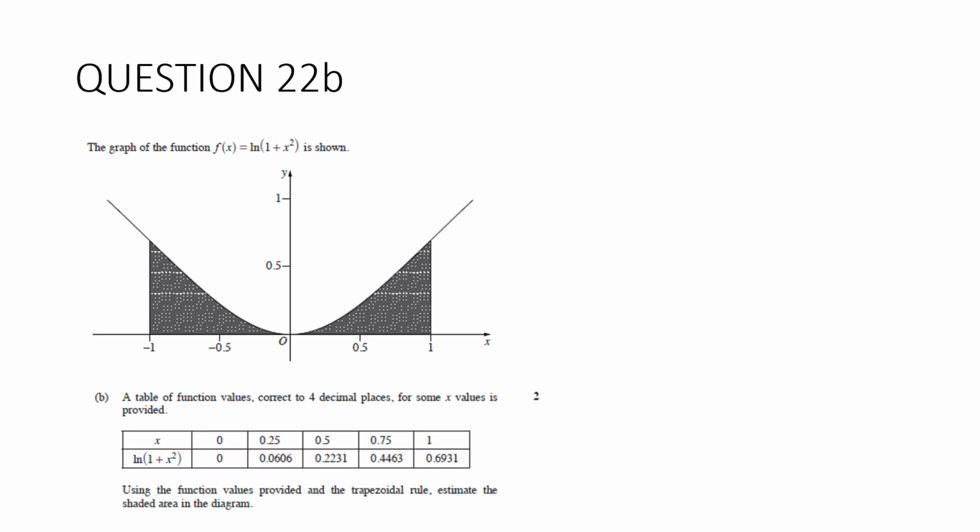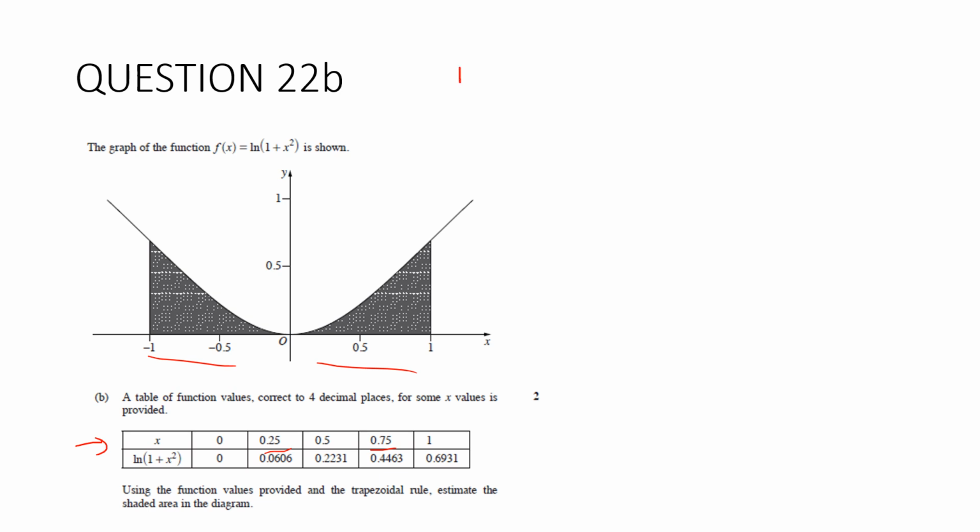Part B, a table of function values correct to 4 decimal places for some x values is provided. Using the function values provided and the trapezoidal rule, estimate the shaded area in the diagram. Now this is a bit of a mean question because as you look through these function values, you don't have any negatives. And we have more function values than are shown on the diagram. So a little bit mean, but we can manage.